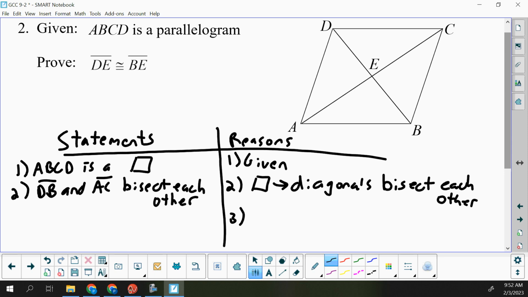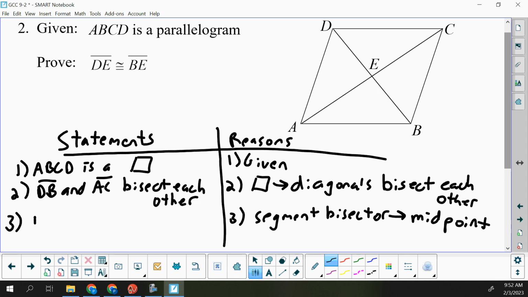So from this we have bisects. It doesn't talk about angles at all, so this should be segment bisector. Implies midpoint. They're crossing at E, so E is the midpoint of, and because they bisect each other, we can say it's the midpoint of both of them.